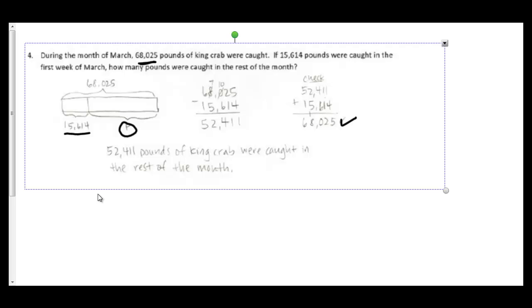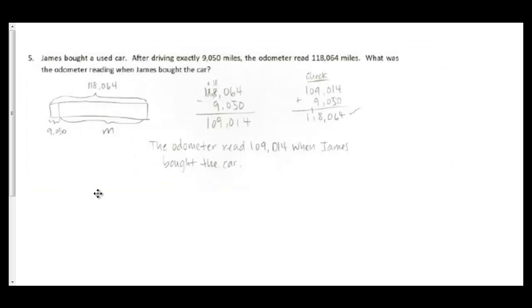I want you to try to do problem number 5 by yourself, and when you're ready, press play. Okay, for number 5, my total was 118,064 miles because that's what the odometer read. If you don't know what an odometer is, it's the part of a car that tells you how many miles the car has been driven. So this car has been driven a total of 118,064 miles since it was built.